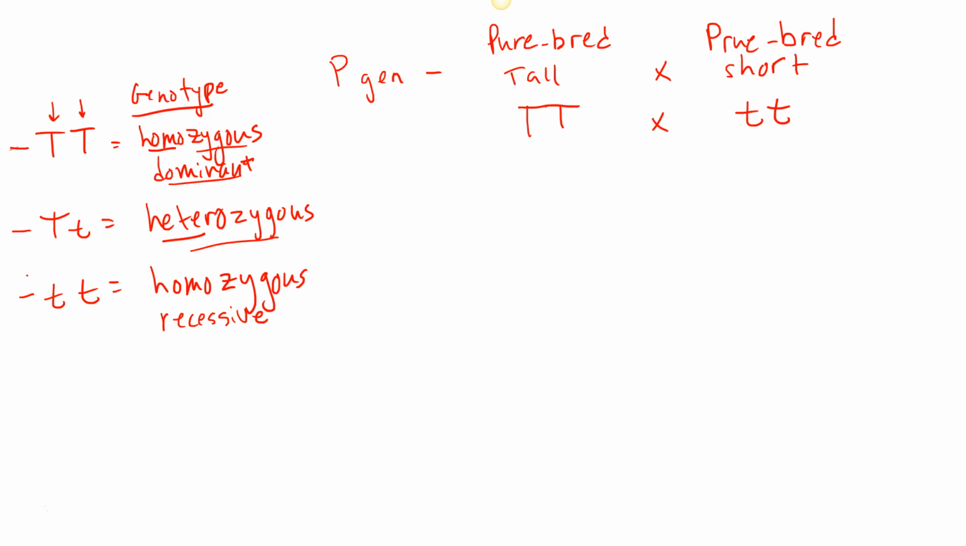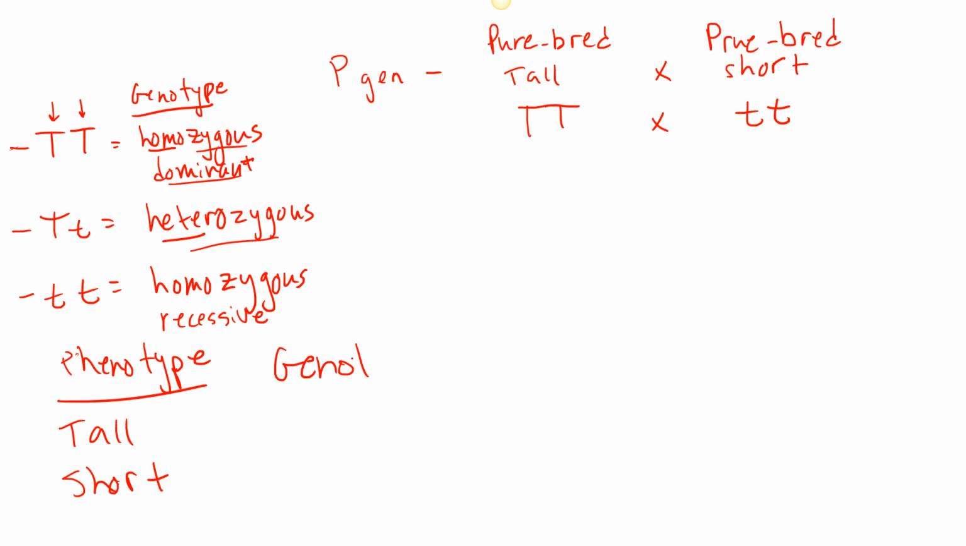Now, if we look at the phenotype, there's only two phenotypes: tall and short. The two genotypes that will give you tall are big T, big T and big T, little t. Just one genotype will give you short. So if it is short, you know it's homozygous right off the bat.